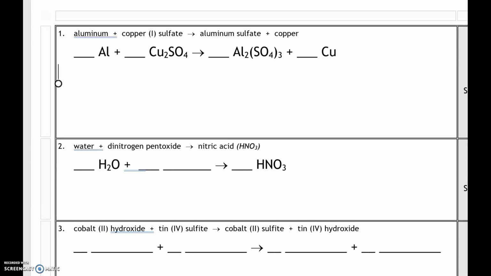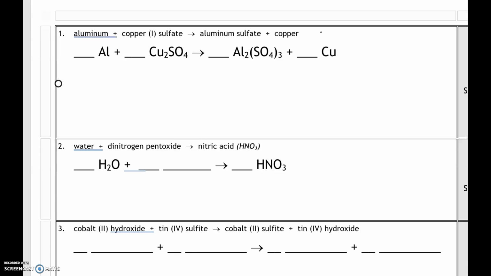Alright guys, this video is on writing formulas and balancing. Okay, so let's take a look at this first one here. It says aluminum reacts with copper 1 sulfate and it produces aluminum sulfate and copper.